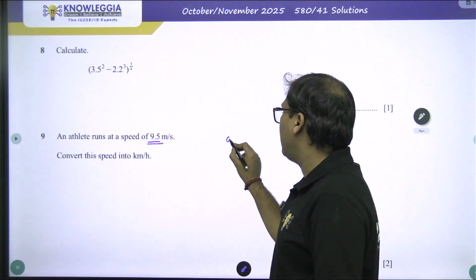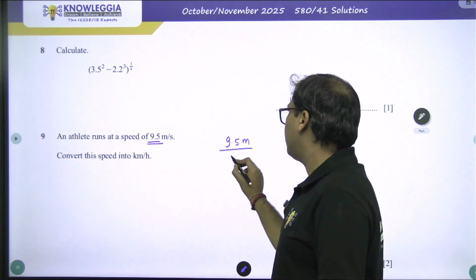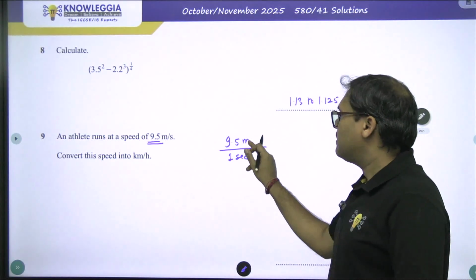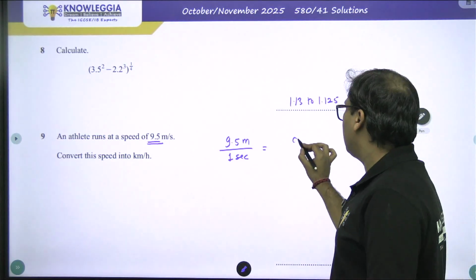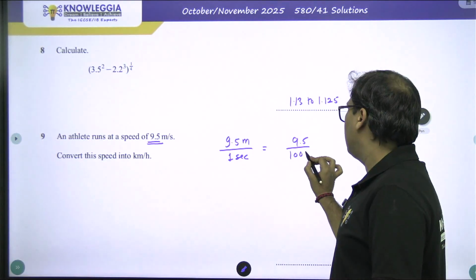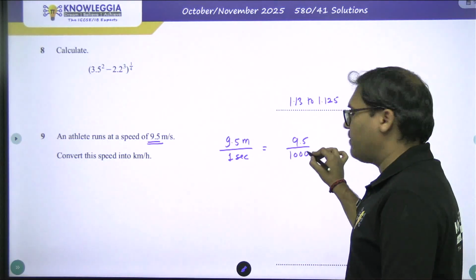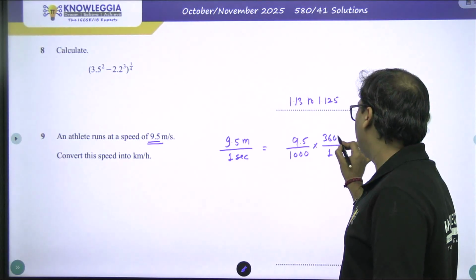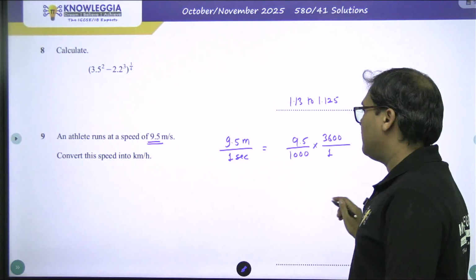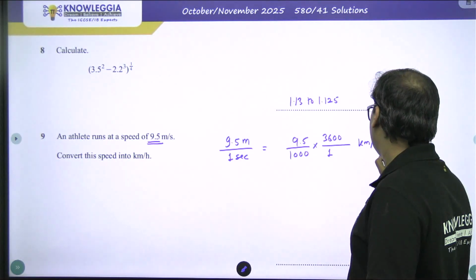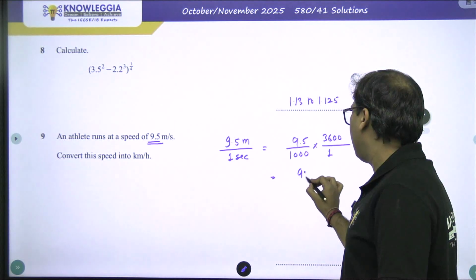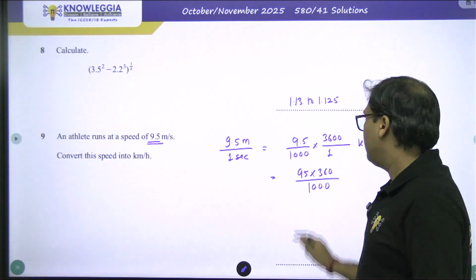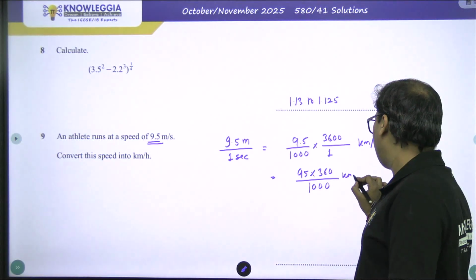So this is 9.5 meters per second. Right? I have to convert this into kilometers per hour. So you can see this 9.5 meters is 9.5 divided by 1000. Correct? That will convert to kilometers. And this 1 second I will divide by 3600, 60 into 60. So that will be kilometer per hour. So you can see this is 9.5 into 3600 divided by 1000. So now you can just calculate this value.